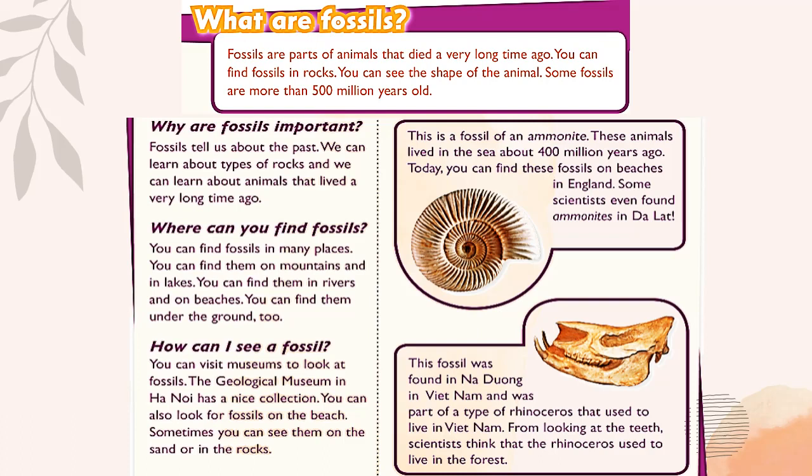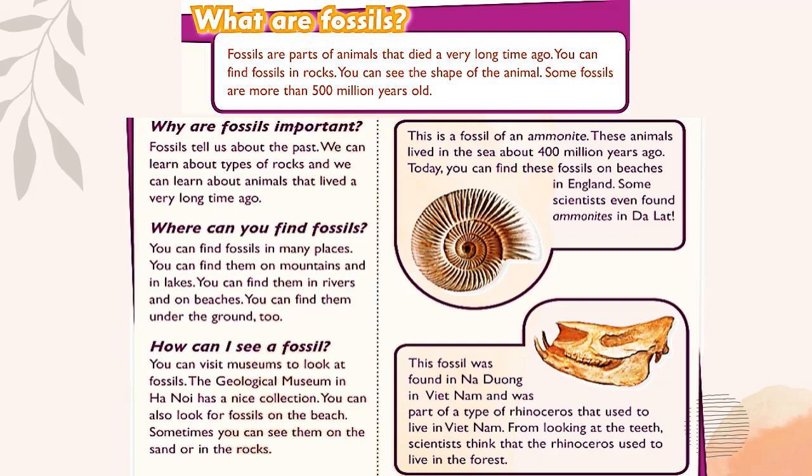Where can you find fossils? You can find fossils in many places. You can find them on mountains and in lakes. You can find them in rivers or on beaches. You can find them under the ground too. How can I see a fossil? You can visit museums to look at fossils. The Geological Museum in Hanoi has a nice collection. You can also look for fossils on the beach. Sometimes you can see them on the sand or in the rock.